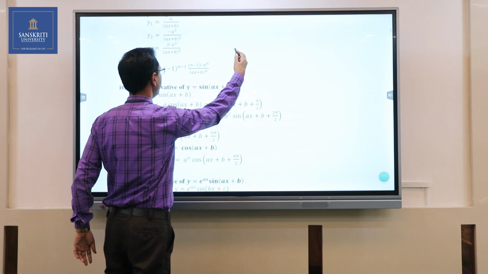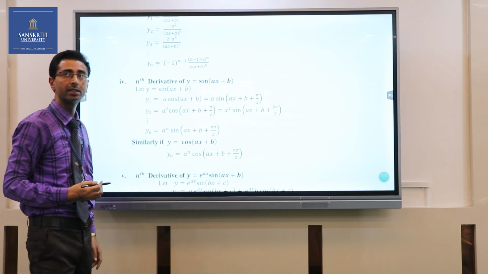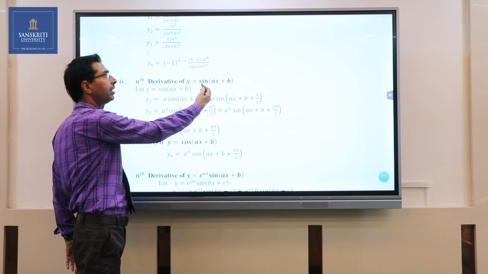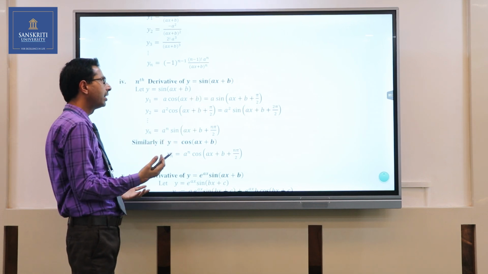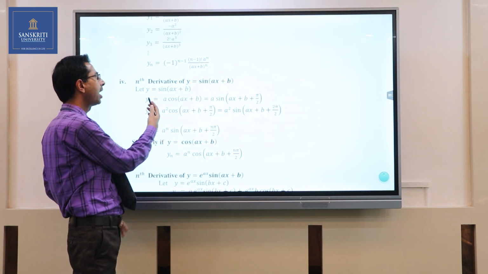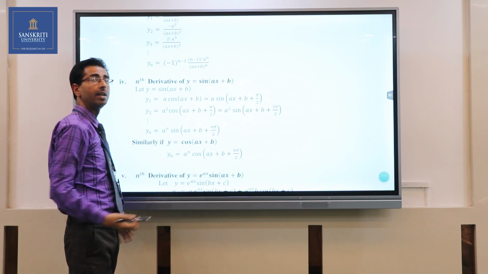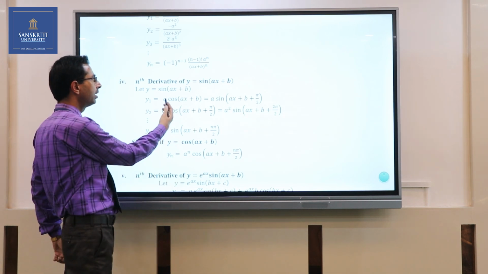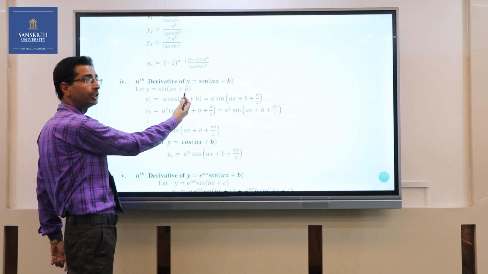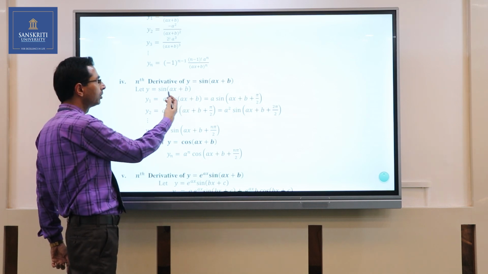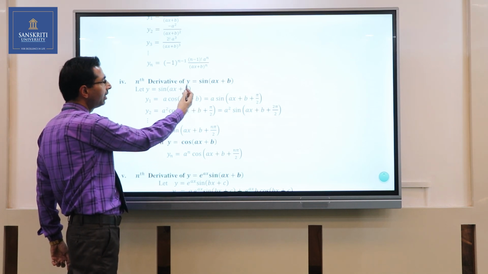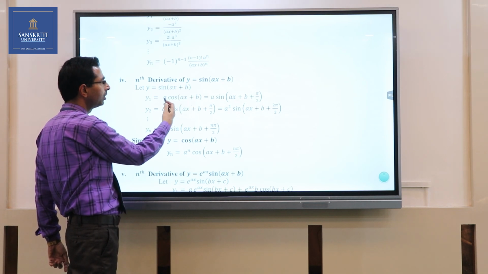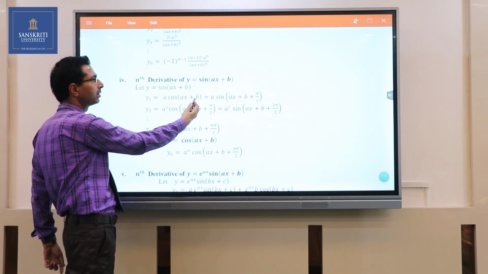Now the nth derivative of y is equal to sine ax plus b. Similarly, we find the nth derivative of sine ax plus b. How can we find it? So first assume y is equal to sine ax plus b, and then differentiate with respect to x. So y1 is the derivative of sine ax plus b. The differentiation of sine x is cos x. So cos ax plus b, and differentiating ax plus b again with respect to x gives a. So a cos ax plus b.